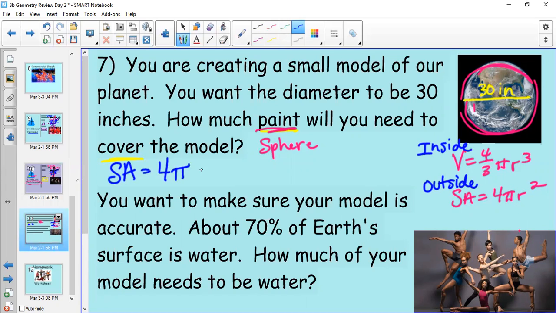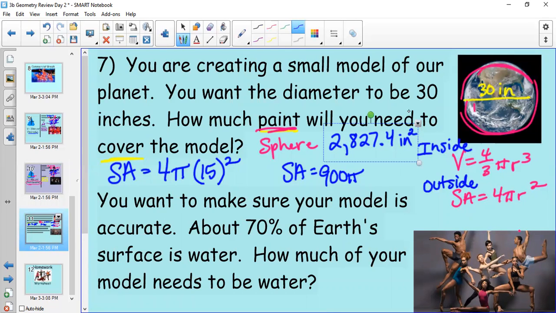And for our radius, they gave us diameter. Radius, we have to cut that in half. So 15 squared. So if we answer this in terms of pi, we would do 15 times 15, or 15 squared, times 4. That would give us 900 pi. But a lot of times in word problems, we don't want our answers in terms of pi. So we're actually going to take 900 times pi in your calculator, and that gives us about 2,827.4 inches squared. So square inches is how much I would need to paint there.